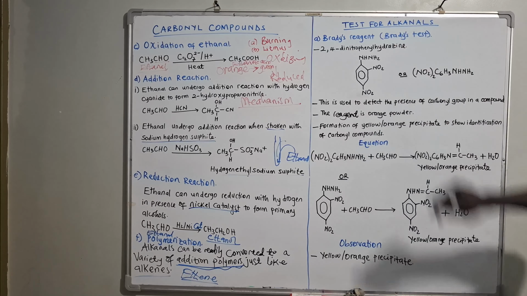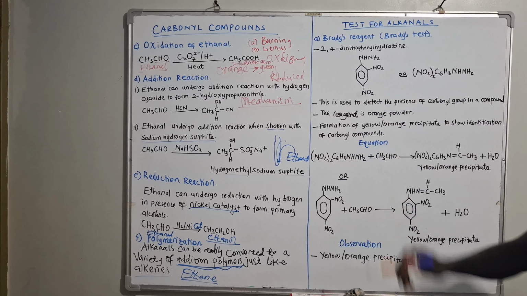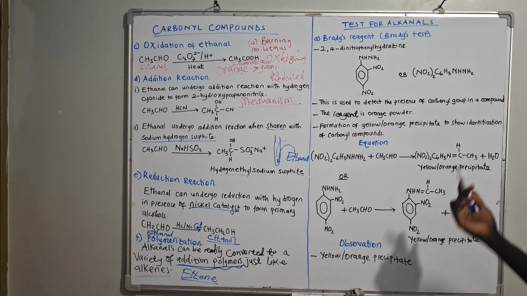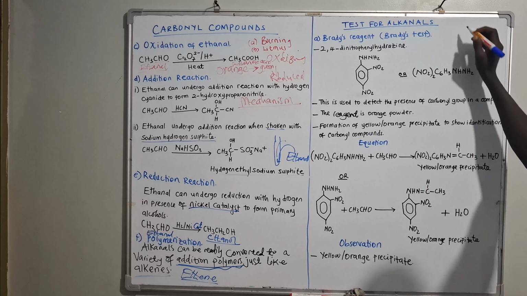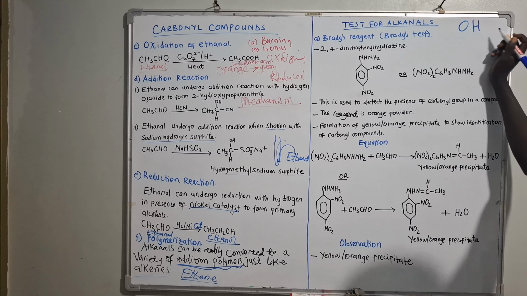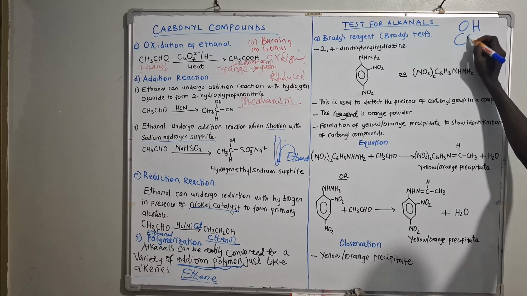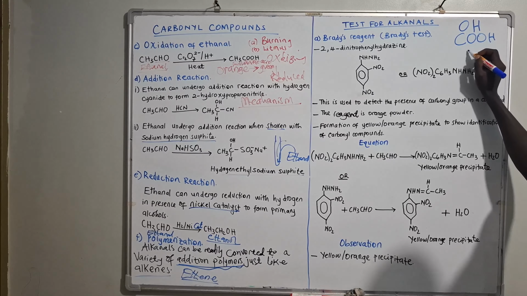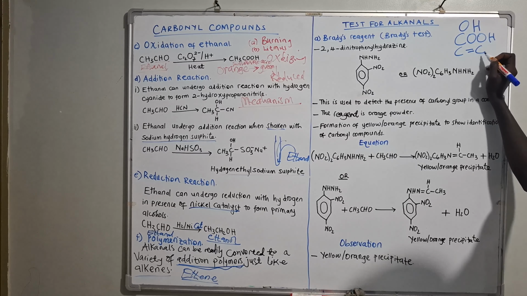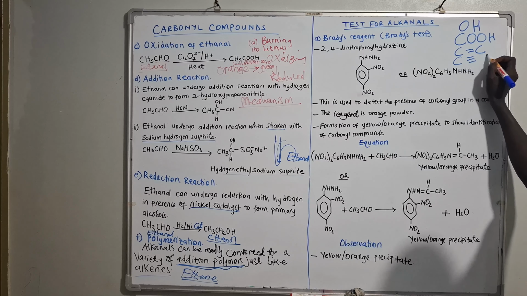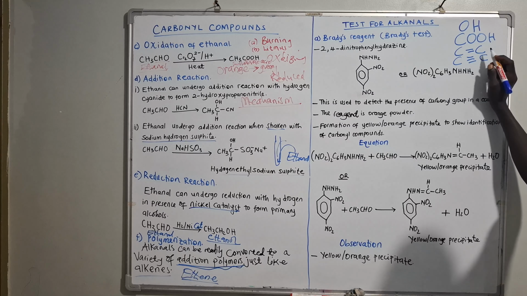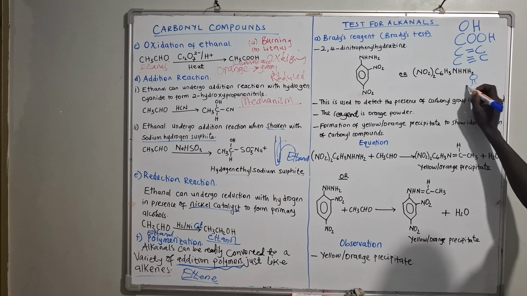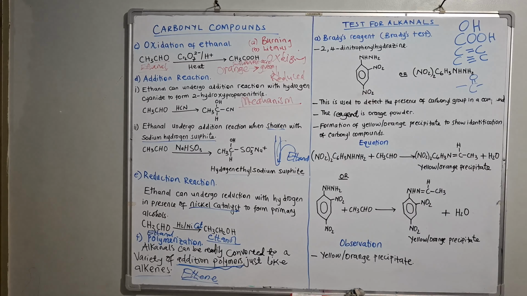Now let's go to the test for alkanals. These carbonyl compounds can also be tested in the lab. How will I know that I'm dealing with the OH, which is for alcohols? How will I know that I'm dealing with this, which is for carboxylic acid? How will I know that I'm dealing with this, which is for alkenes? With this, which is for alkynes? How will I know that I'm dealing with the functional group like this for the carbonyl compounds we talk about?